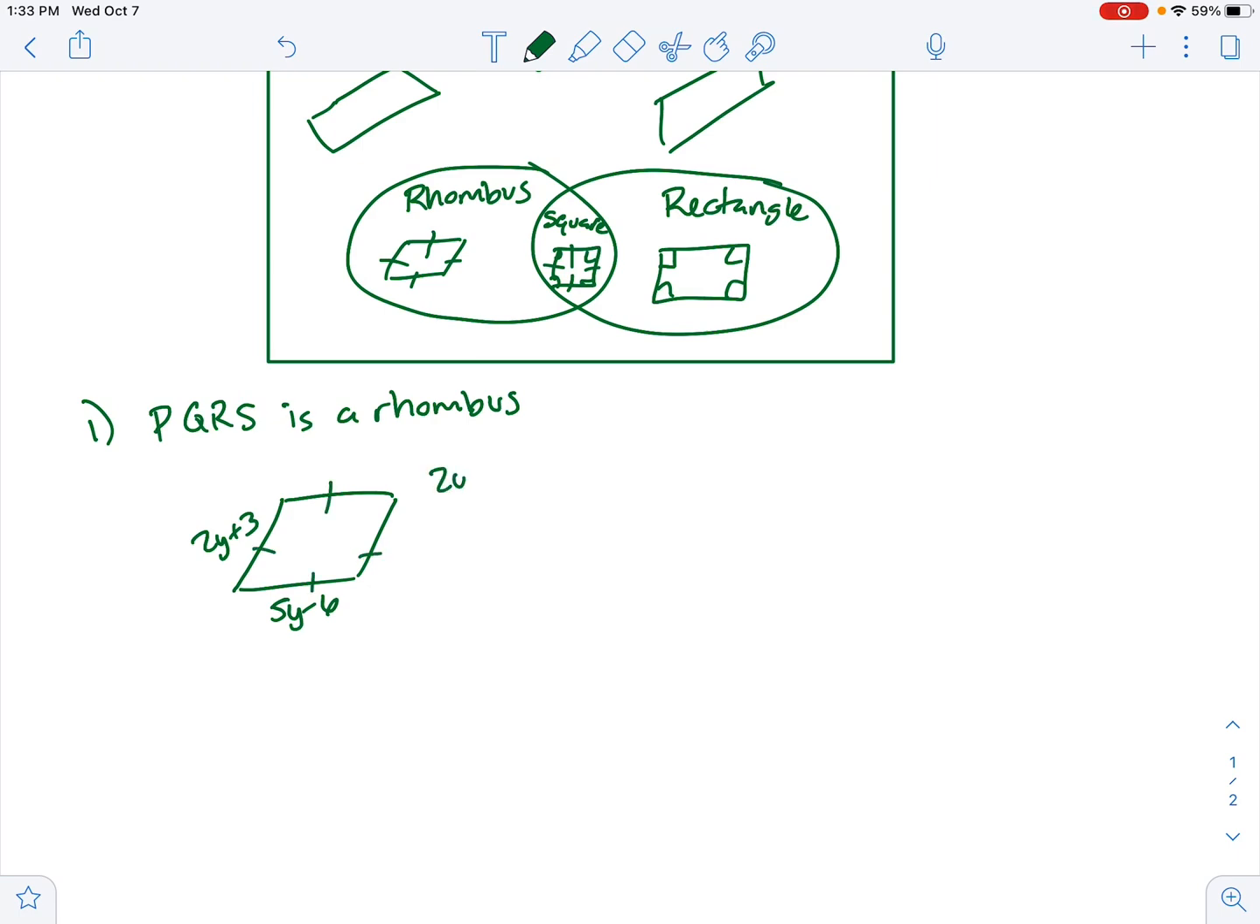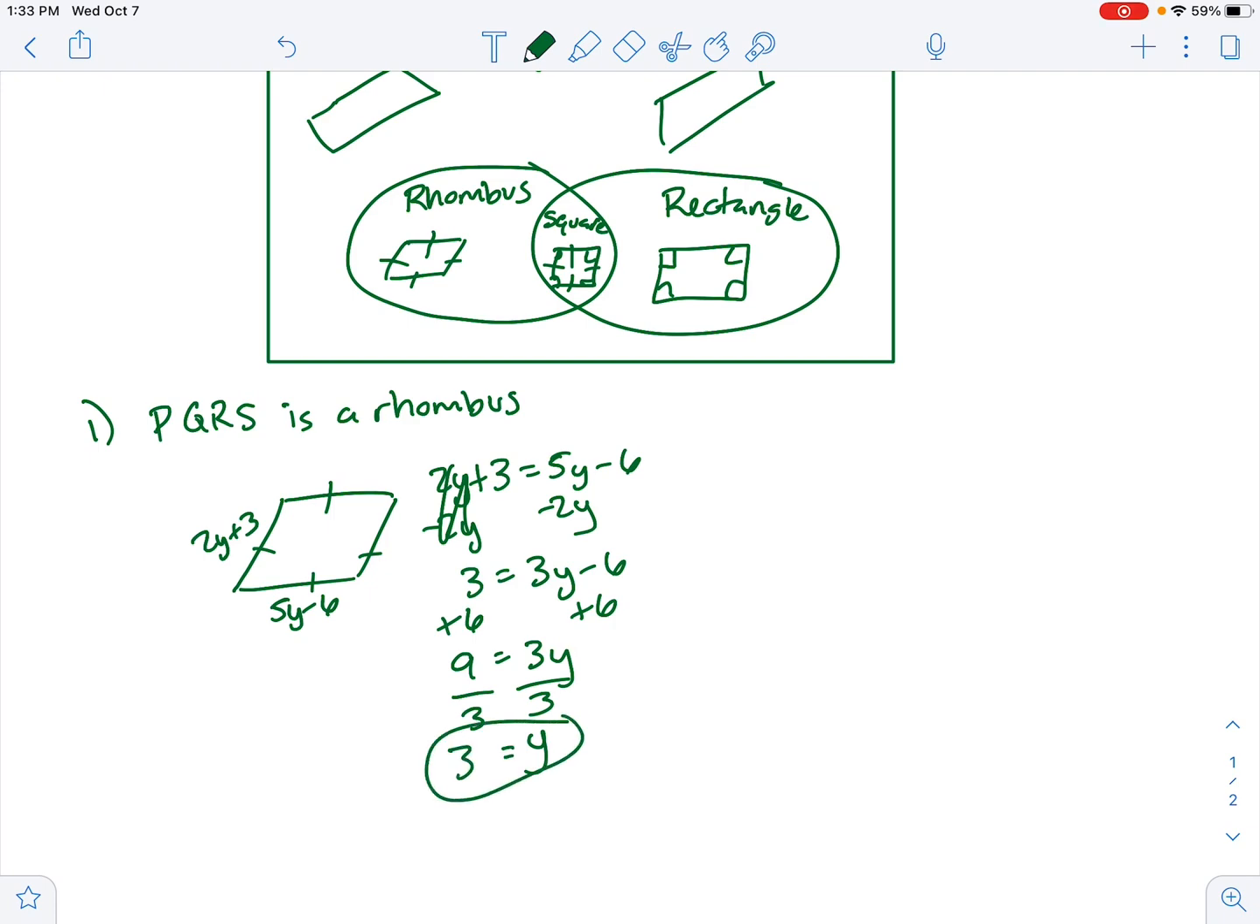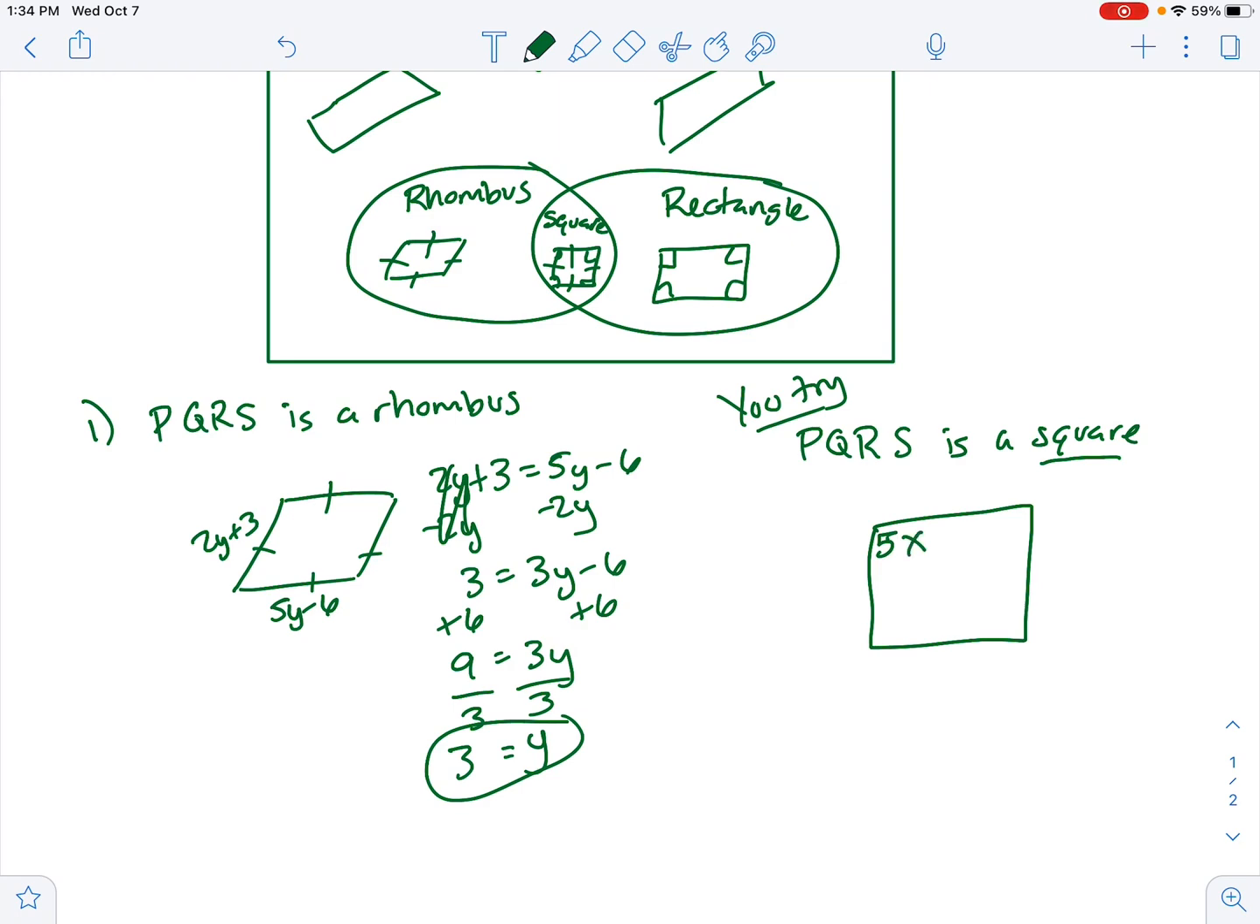So what am I going to do to solve? I'm going to set those 2 sides equal to each other. I'm going to get my y's on one side. I'm going to add 6 to get my numbers on the other side, and then divide by 3 to finish it off. So y is 3. Okay, if it asks to find the actual side, we would plug it back in. Okay, you try this one. PQRS is a square. Solve for y, or x.